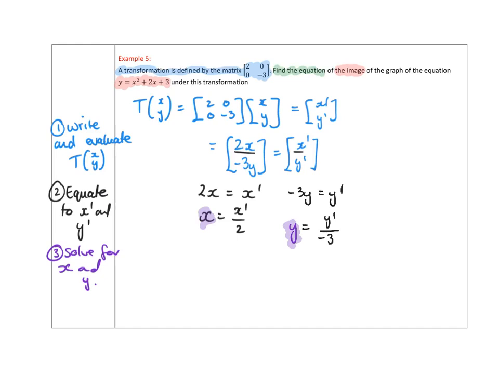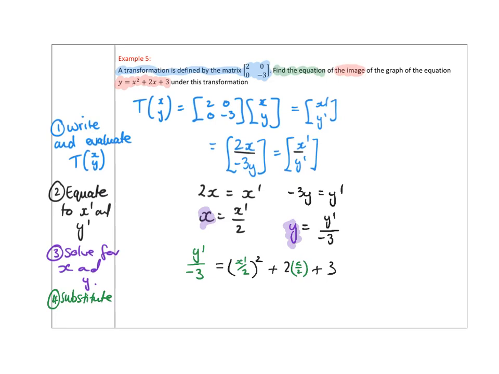Once we've done that solving, we can substitute these into our pre-image y equals x squared plus 2x plus 3. So we can see here, instead of our y, we have y dash on negative 3. And instead of x being squared, we'll just put some brackets around that, because we'll have x dash on 2 squared. We don't have 2x, instead we have 2 times x on 2. And then that's just plus 3.